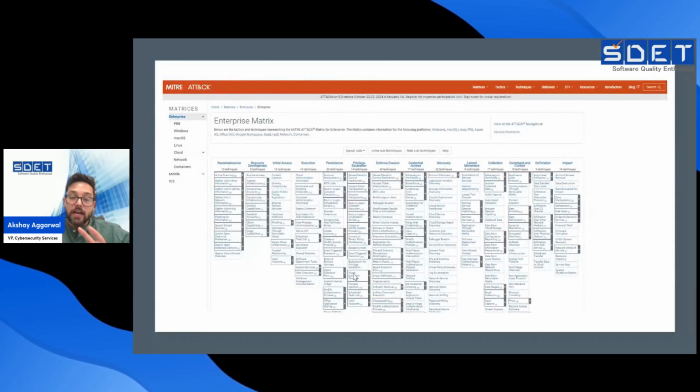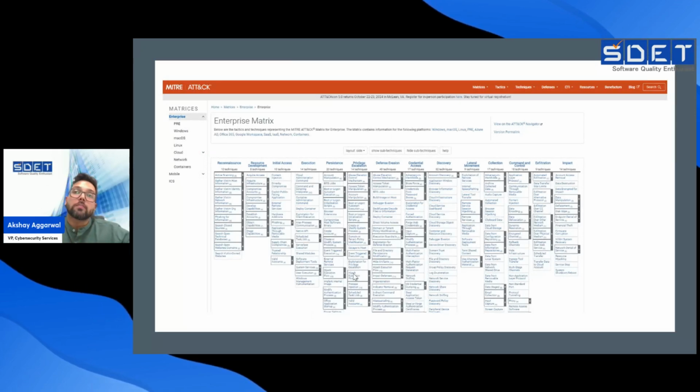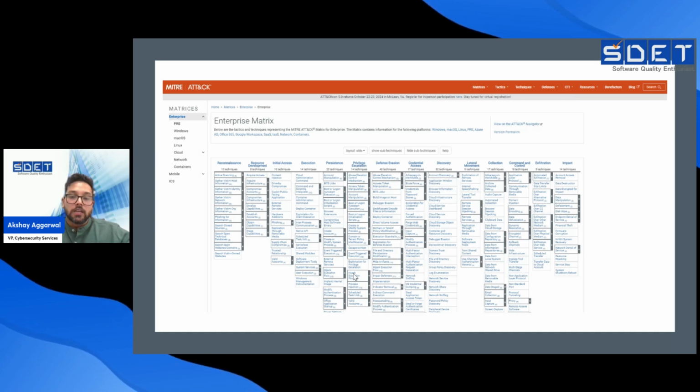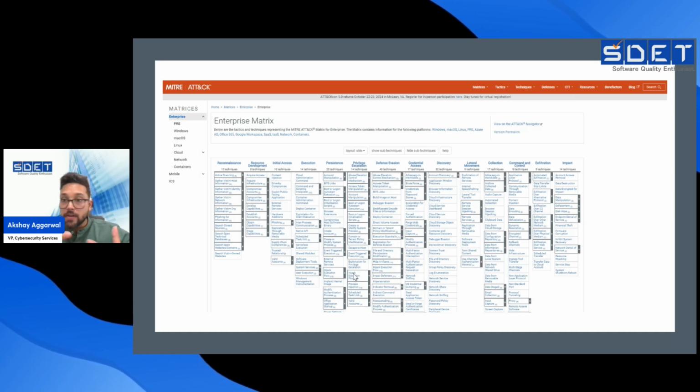So that's pretty much the idea of incorporating and leveraging the MITRE framework as you go about performing pen tests. Now, if you go to the MITRE website, you will see different matrices. MITRE has multiple matrices, one each for enterprise. And under enterprise, you have a pre-matrix, which is very helpful during the pre-attack phase.